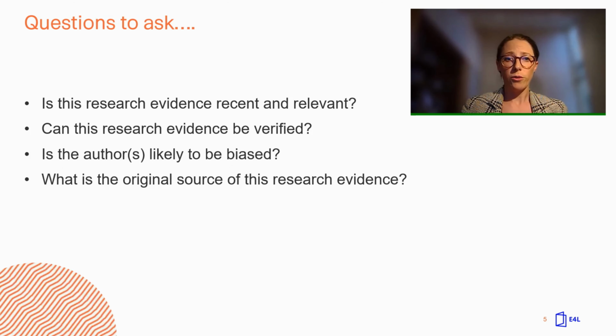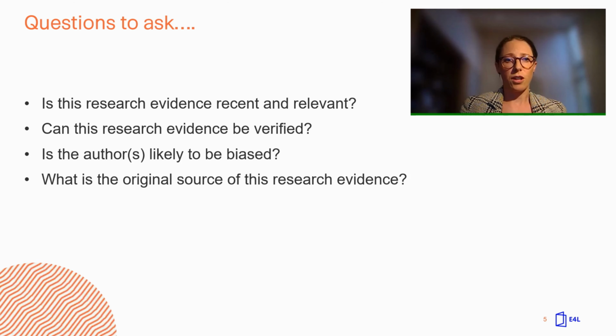So there are a few key questions to ask as you're going to try and determine the quality of evidence. The first is, is this research evidence recent and relevant? So this is looking at when it was published, where it was published, who were the participants, and that might be as simple as looking, was this conducted with secondary or primary students? A lot of research evidence around education is actually conducted with university students, and that's a good one to pick out.